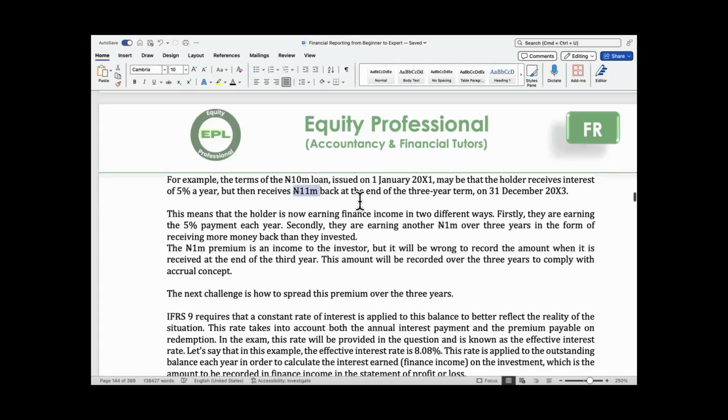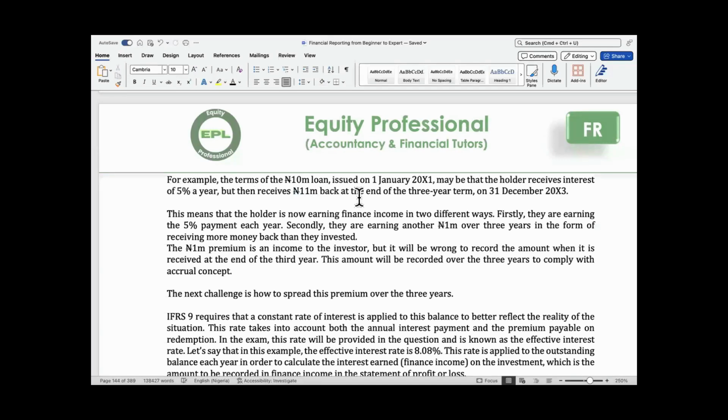So in this case now, how do you recognize the money you're making? Because the money you're making now is much more than the 5%. You are making an extra 1 million. So if you recognize this 1 million at maturity, you'll be very wrong. If you wait to maturity before you recognize this 1 million as income, that would be very wrong. And it is wrong because it means you are recognizing income on cash basis.